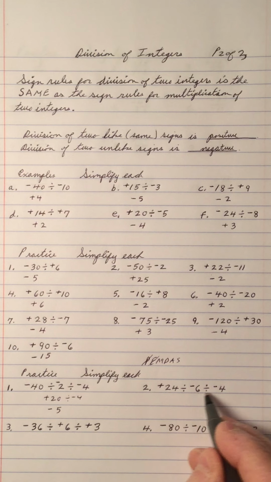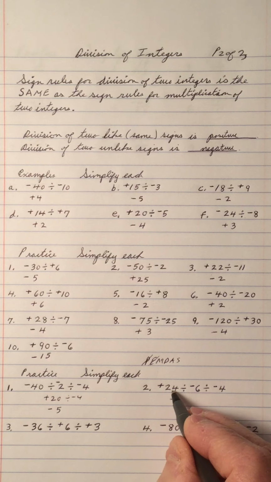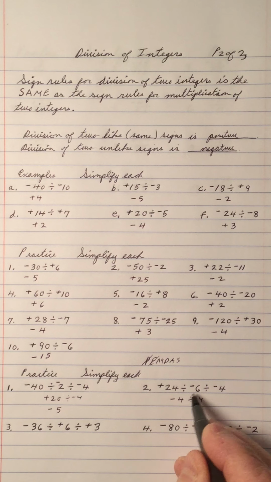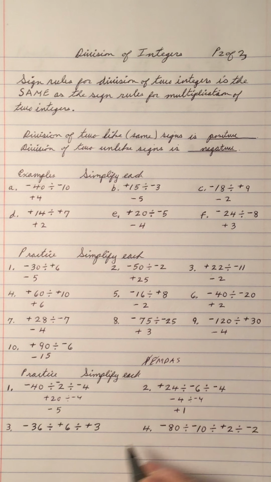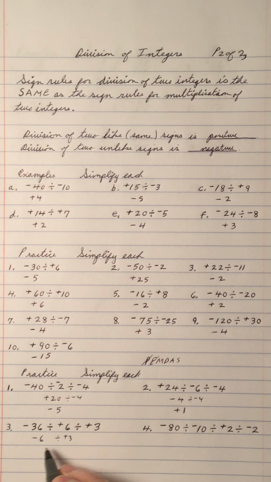Number 2. Again, we have all divisions, so we work from left to right. Unlike signs, negative. 24 divided by 6 is 4. And we write down the last one. Negative divided by negative is positive because they're like signs. 4 divided by 4 is 1. Number 3, all divisions again, left to right. Negative divided by positive is a negative. 36 divided by 6 is 6 because you have unlike signs. And we write down the last one. Negative 6 divided by positive 3. Unlike signs is negative when you divide. 6 divided by 3 is 2.